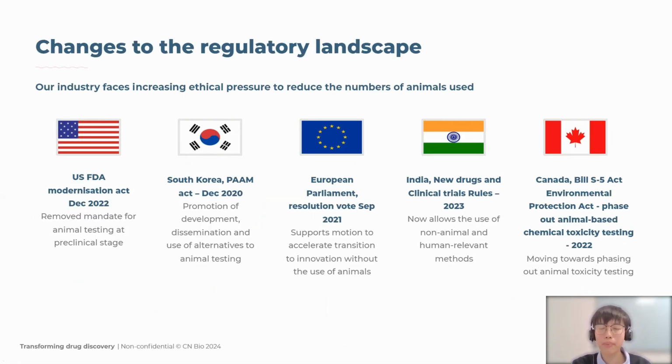So, as I've previously mentioned, our research industry is currently facing an increasing ethical pressure to reduce the numbers of animals used. One example is the FDA Modernization Act that was approved in the United States back in December 2022. The Act has removed the mandate for animal study at preclinical stage. Instead, it has proposed that MPS and organ-on-a-chip are acceptable alternative techniques that can be used to demonstrate a drug's efficacy and safety in the preclinical stage.